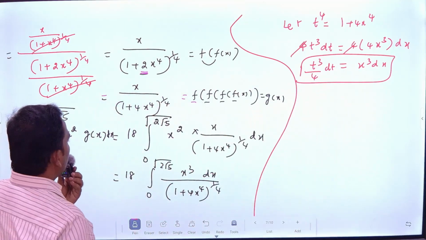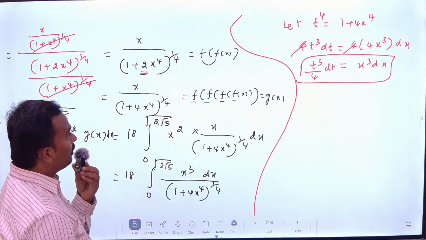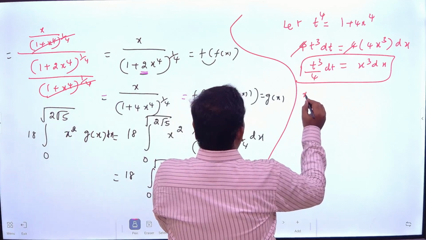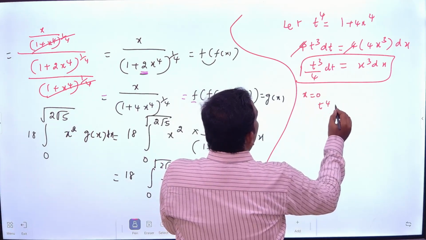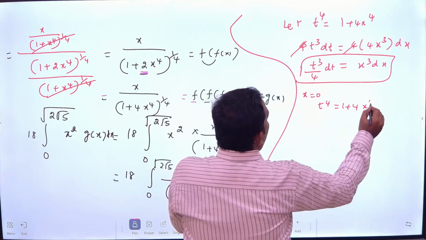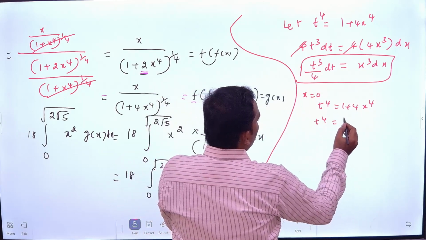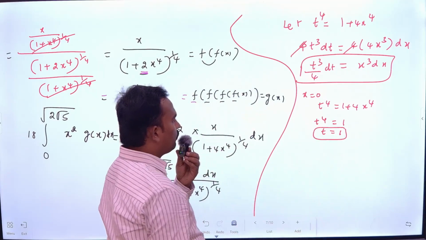Next thing is the limit is in terms of x. You have to convert into t. Suppose x is equal to 0. You can see t power 4 is 1 plus 4x power 4. If x is 0, what will we get? t power 4 is equal to 1. So t is equal to 1. Clear? Raising power 1 by 4 on both sides.